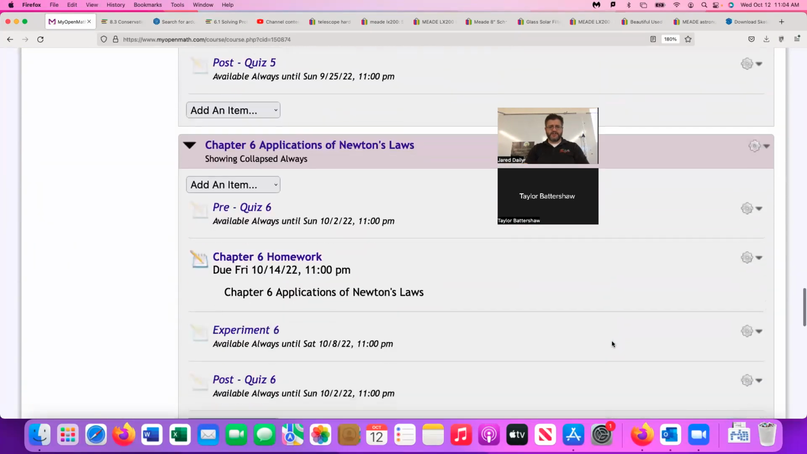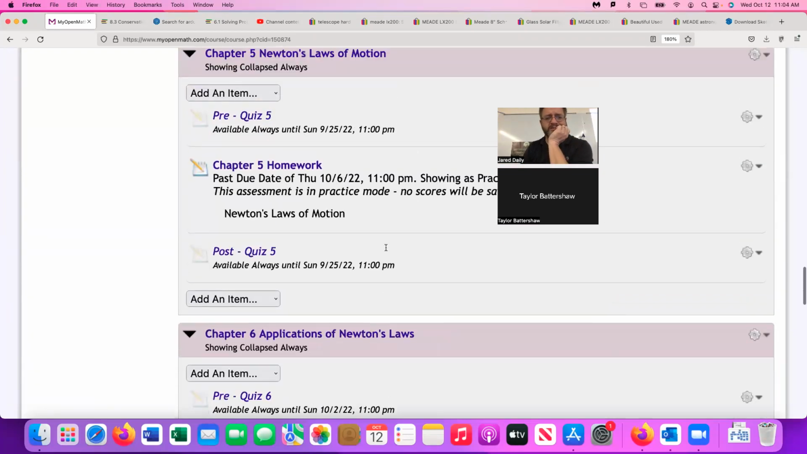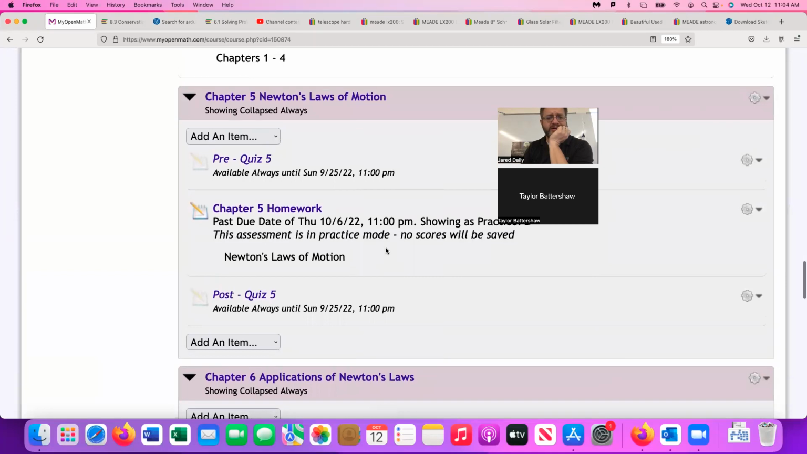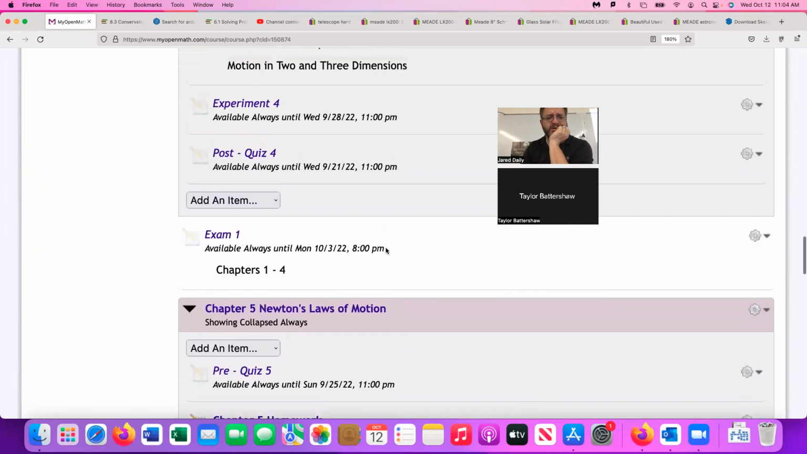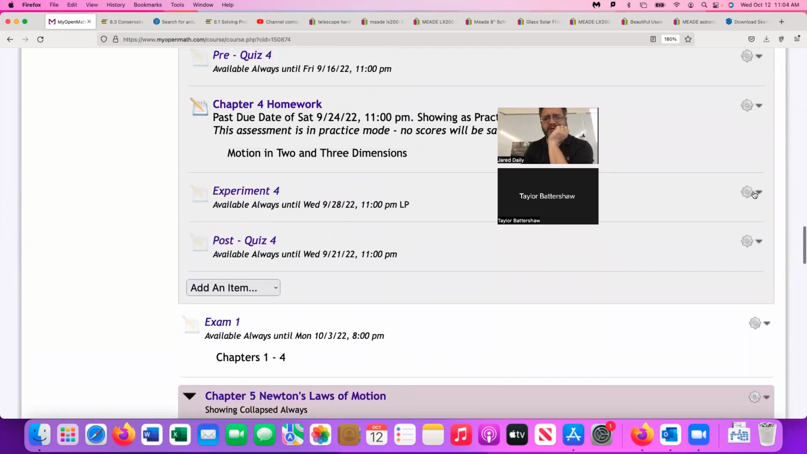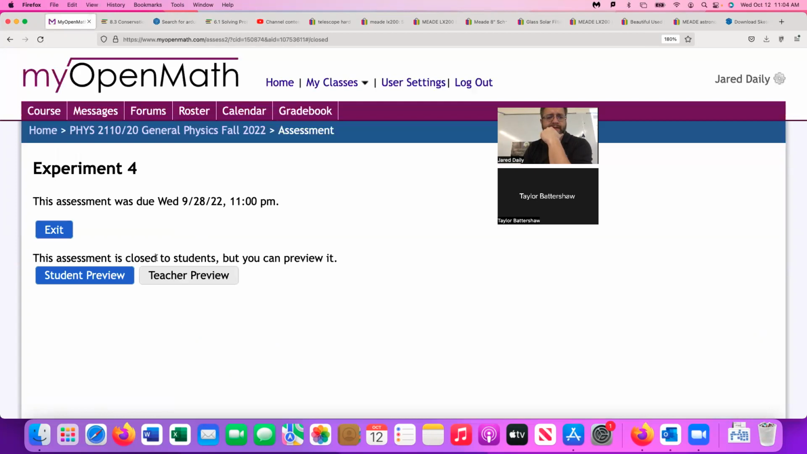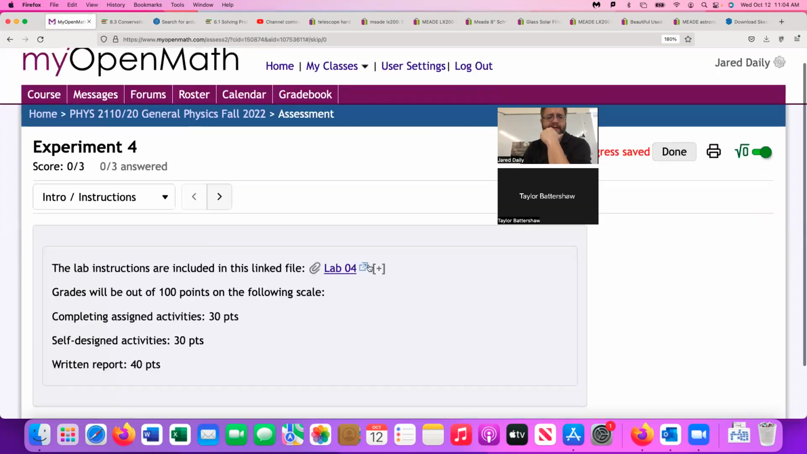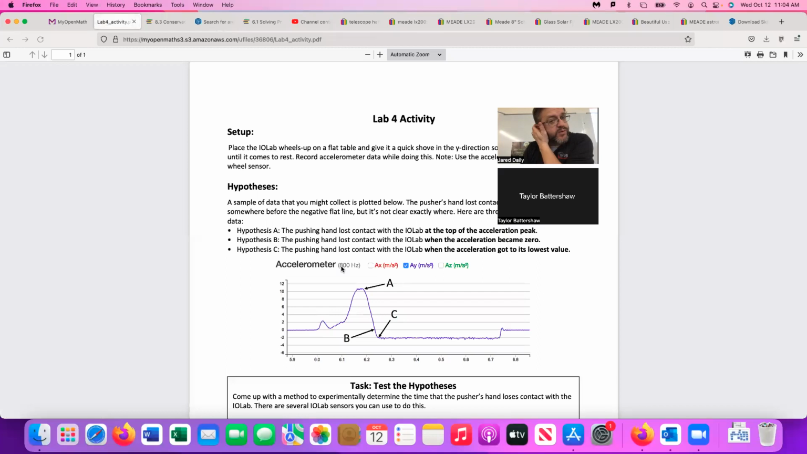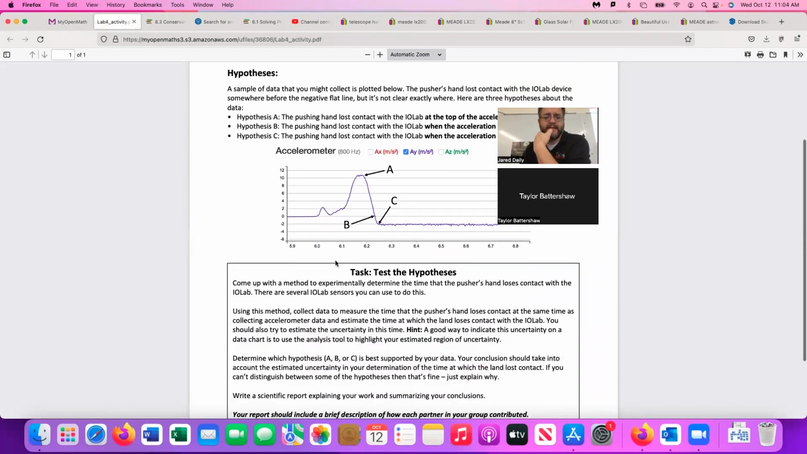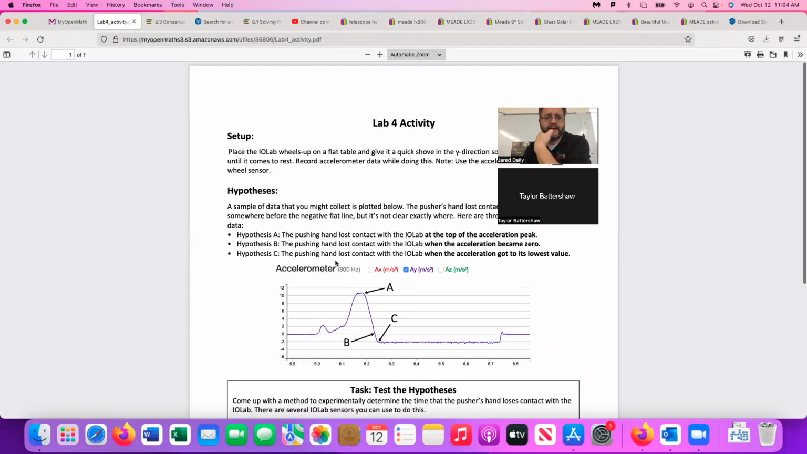So chapter 6, Newton's laws. In chapter 5, we did not do an experiment, but in chapter 4, we did. And the one we did was lab 4.